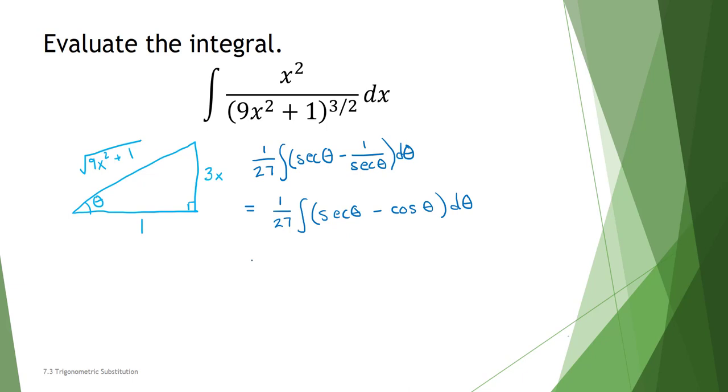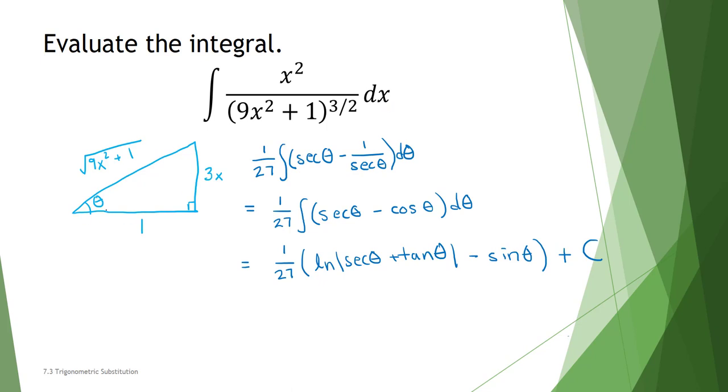And now we can integrate each term. So we have 1/27 times the natural log of the absolute value of secant theta plus tangent theta, minus sine of theta, plus c. We have one more step. Remember, we did a substitution, so we currently have the variable theta, but our original problem had the variable x.